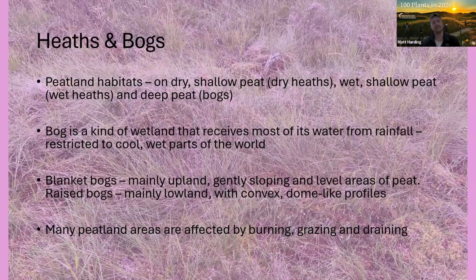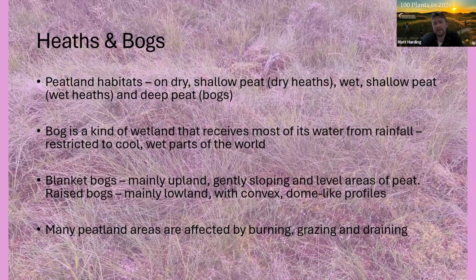Right, so grasslands are done, and now heaths and bogs, my peatland habitats. So what's the difference between a heath and a bog? Well, it's about what they're on. Dry, shallow peat gives you dry heaths. Wet, shallow peat gives you wet heaths. And on deep peat, usually over 50 centimetres, you get bogs.